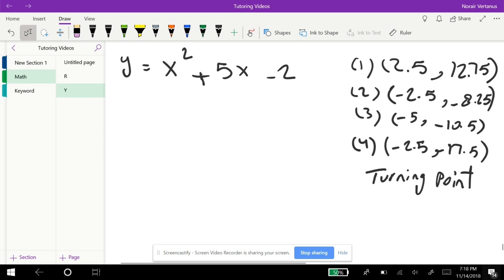All right. So we have a question here, y equal to x squared plus 5x minus 2. And they're asking the turning point of this parabola is one of these. Which one? What is the turning point of a parabola? So if you have a parabola like this, basically the turning point is the vertex, right? It starts turning. So I want to find the vertex.